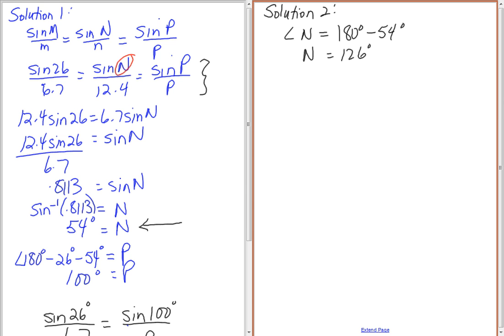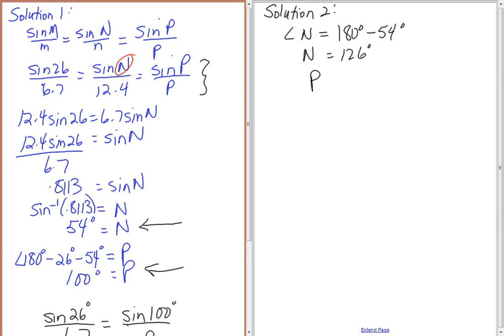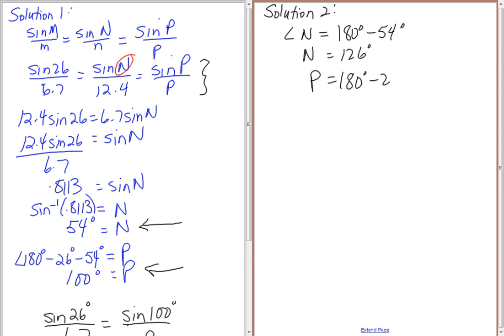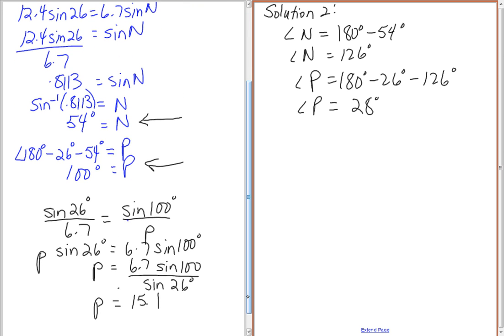So for the other solution, N is different, and so is P. Angle P would be 180 minus the 26, and this time minus the 126. So P is much smaller. These are angles. Angle P would be 28 degrees for the second solution. That will give us a different answer for little p. I am going to solve it using the same ratio that I did before, that sine 26 over 6.7 is equal to sine P over p, but this time sine P is sine 28 degrees.